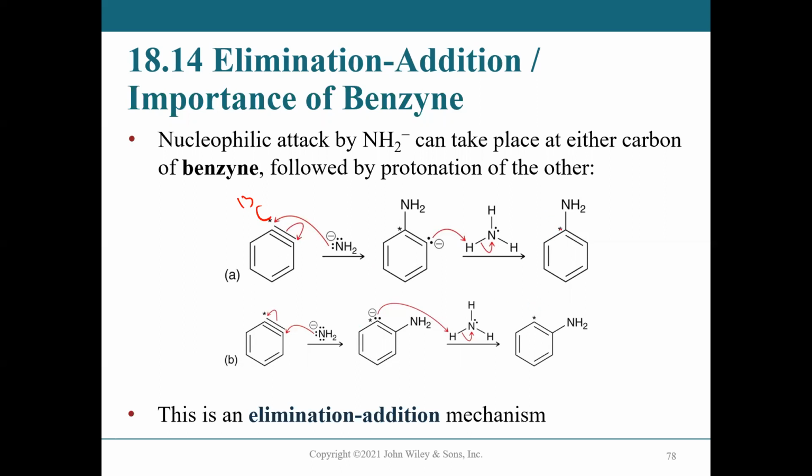And the only way we can figure this out is if we have this labeled carbon-13. Otherwise you wouldn't be able to say where it's attacking. You wouldn't know which side it was attacking at if it wasn't labeled. So you need to label it with an isotope to figure out where the nucleophilic attack is occurring. And so this is an elimination addition mechanism.